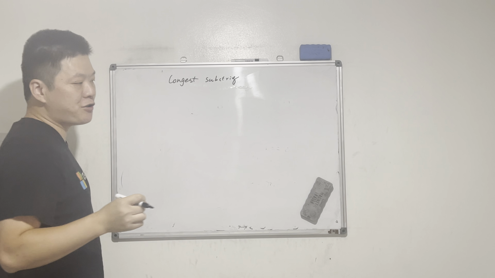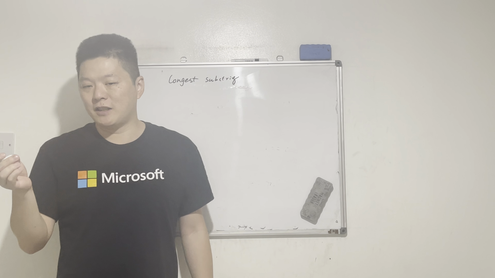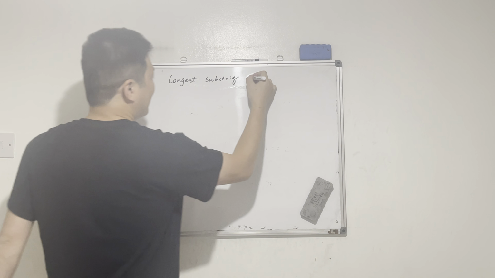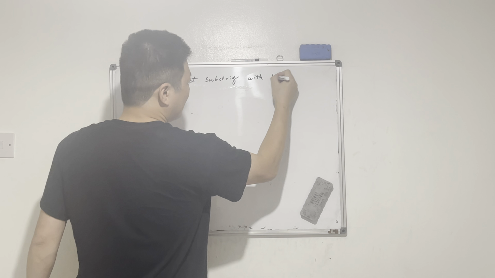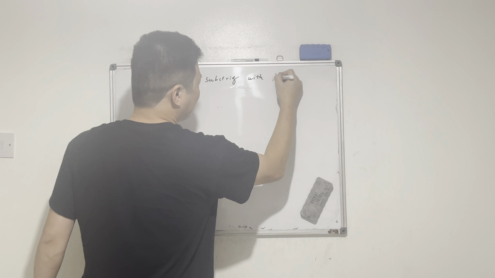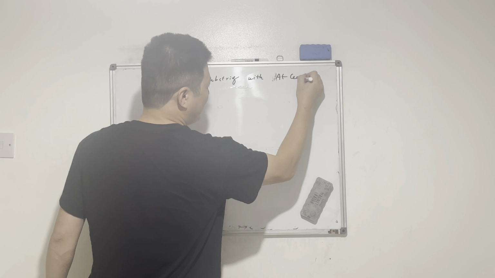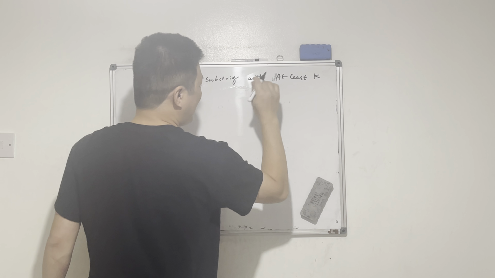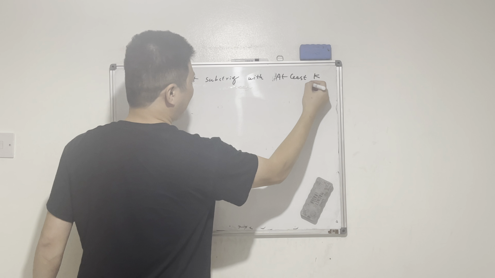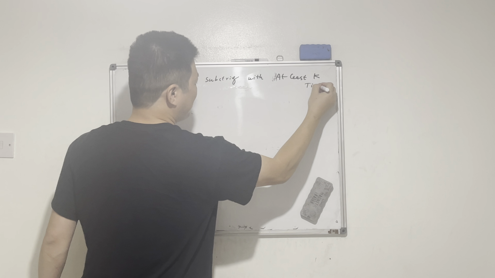But we want to make sure that each character in the substring appears at least k times. What does that even mean? At least k times, appearing at least k times. Okay, let me give you an example.